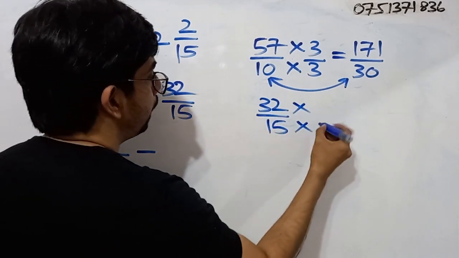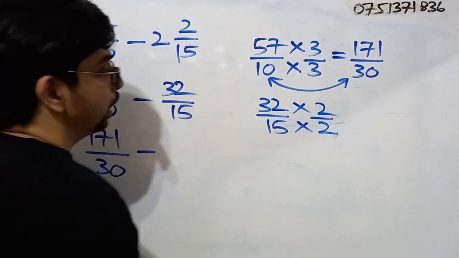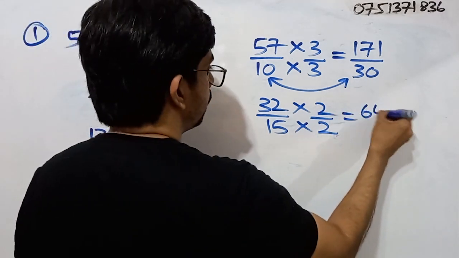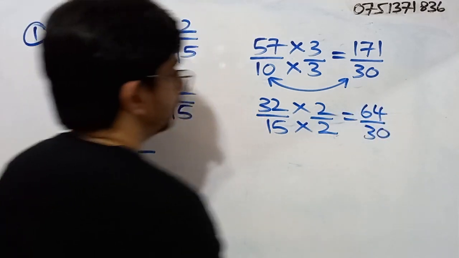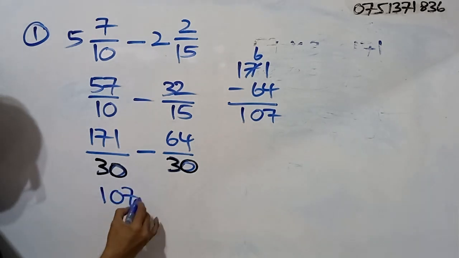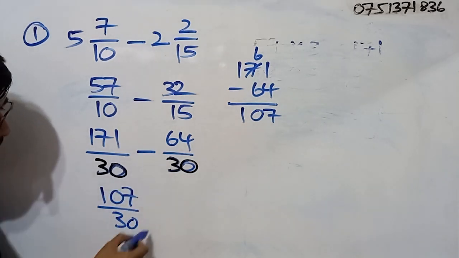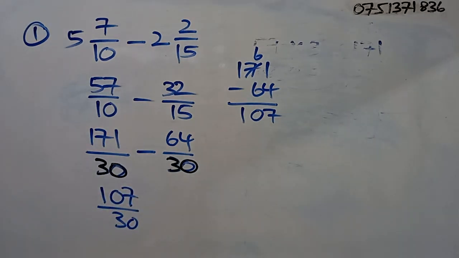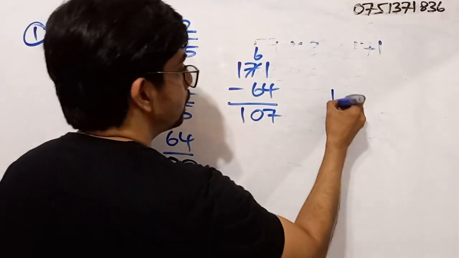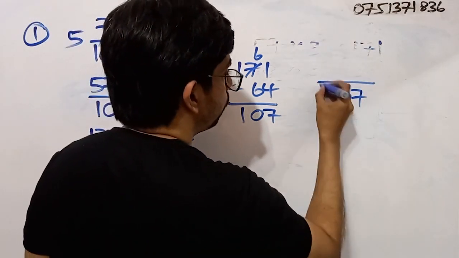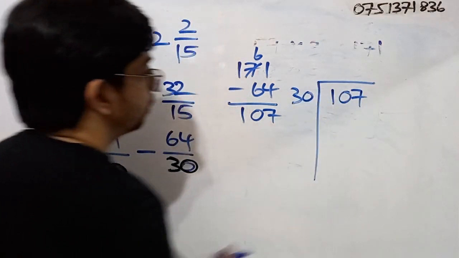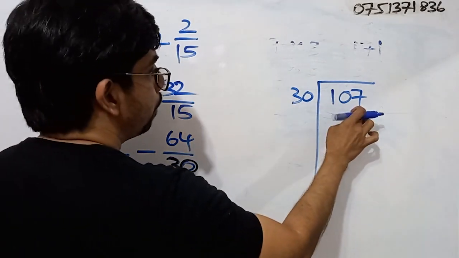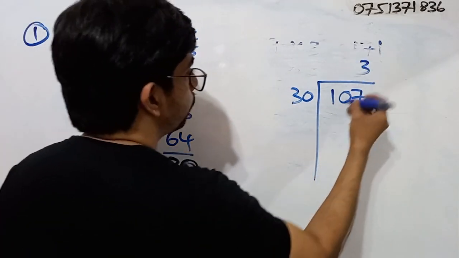I have to multiply the denominator and the numerator by 2. So this becomes what? 64 by 30. So 107 by 30. Again, what do we have to do? We have to convert this into a mixed number, right? That means 107, I have to divide it by 30. So how many 30s are there for 107? We can go up to 3.